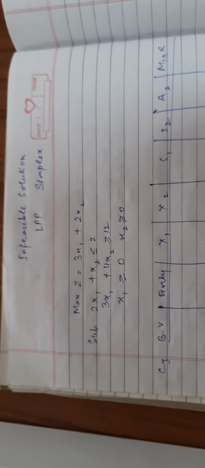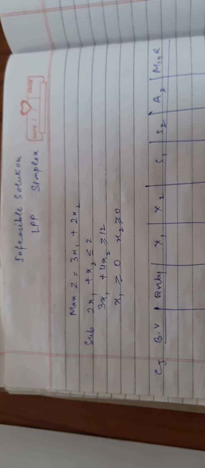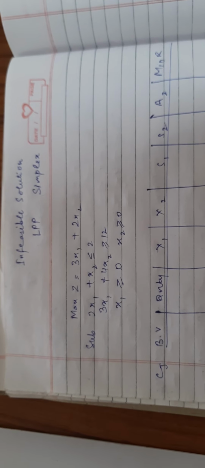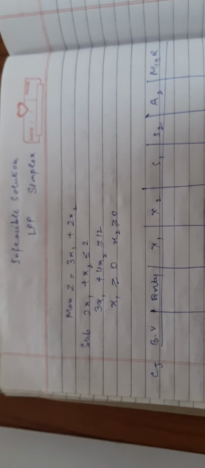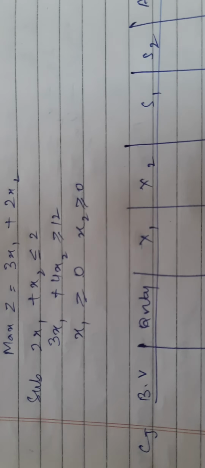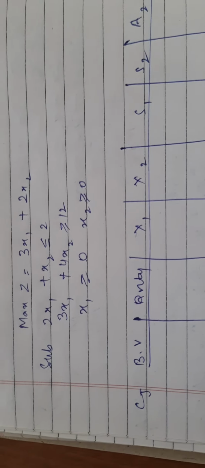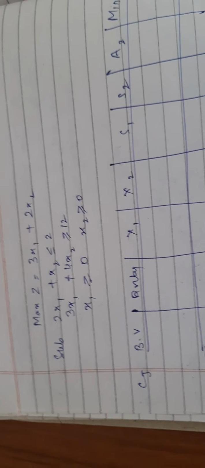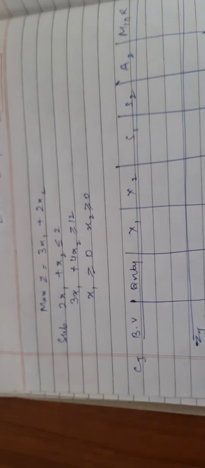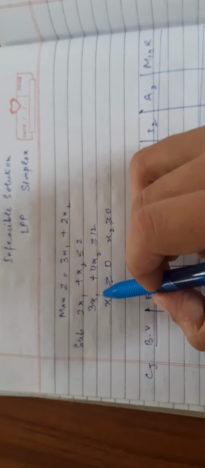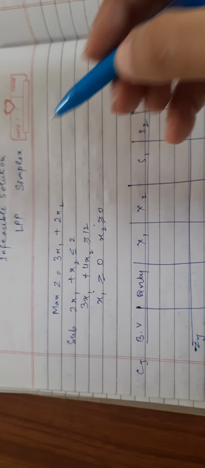In this video I shall tell you about an infeasible solution when solving an LPP problem using Simplex. For that, I've taken an example: maximize z = 3x1 + 2x2 subject to the constraints 2x1 + x2 ≤ 2, and we have a greater than constraint. The artificial variable comes into the picture only when we have a greater than constraint.